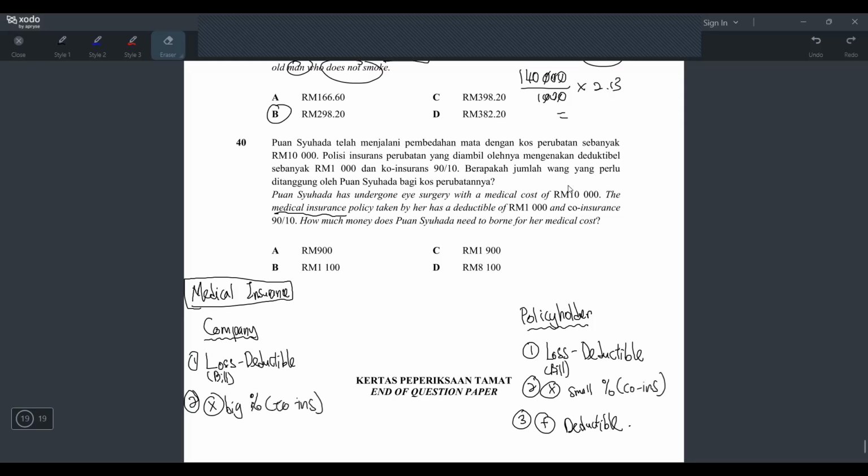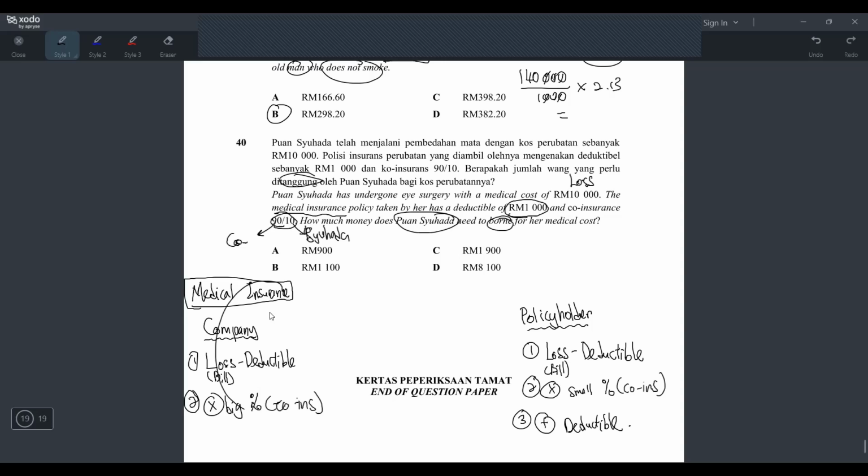Undergone eye surgery, cost is 10,000. So this is definitely the loss, because this is the medical bill. And then the medical insurance policy taken by her has a deductible of 1,000. Co-insurance percentage is 90-10. The big percentage is what the company bears, that means the company is always responsible for the big percentage. And the small percentage is Puan Syuhada's. How much money does Puan Syuhada need to bear for her medical cost? Bear here means tanggung.